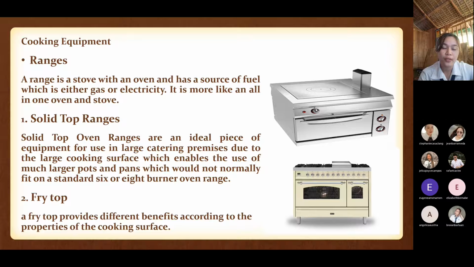Solid top oven ranges are an ideal piece of equipment for use in large catering kitchens due to the large cooking surface, which enables the use of much larger pots and pans, which would not normally fit on a standard 6 or 8 burner oven range. The second one is the fry top. A fry top provides different benefits according to the properties of the cooking surface.